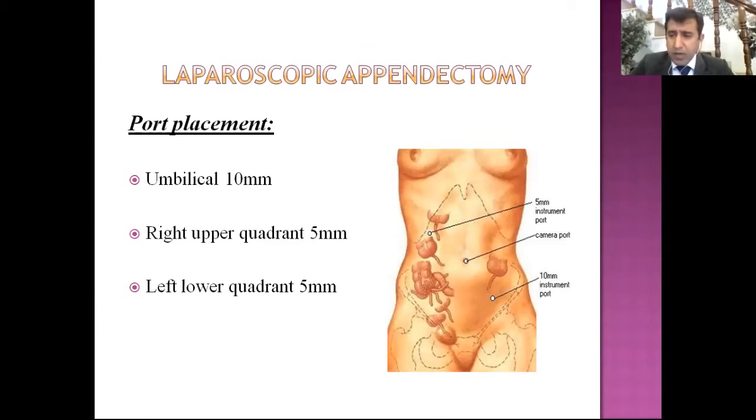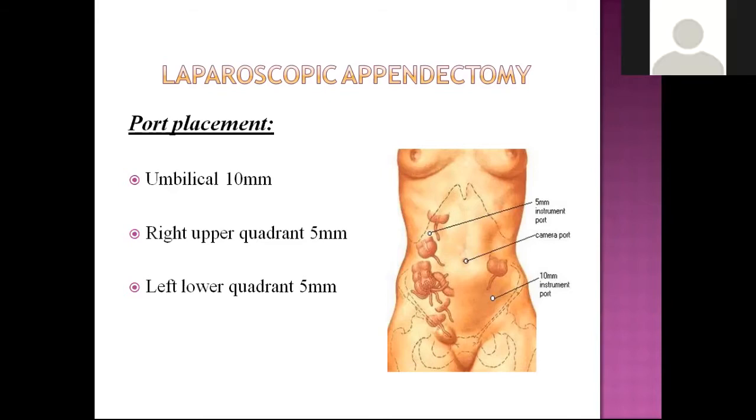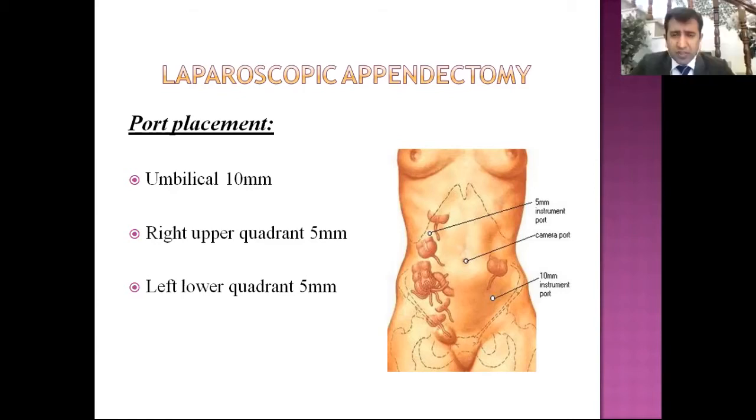The right upper quadrant port is for the right hand of the surgeon and the left lower quadrant port for the left hand of the surgeon. If we talk about angles of manipulation, which are the basic rules of any laparoscopic surgery, the two instruments should work at an angle of 60 degrees when they are working in the abdomen. So this should be the port position if you want to work at a good, easy angle, without any clashing.